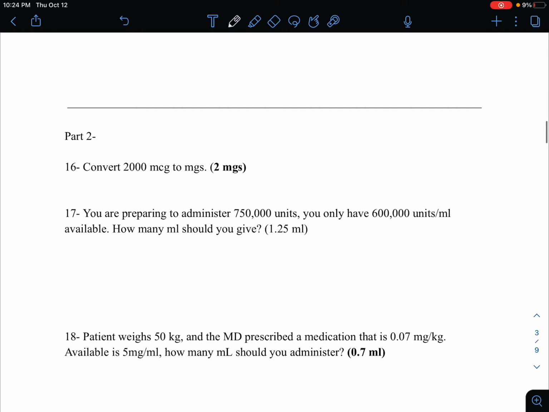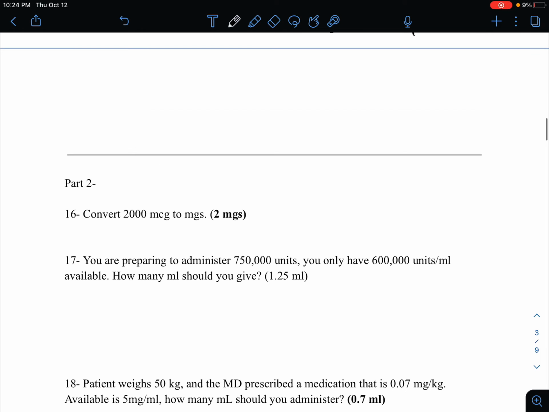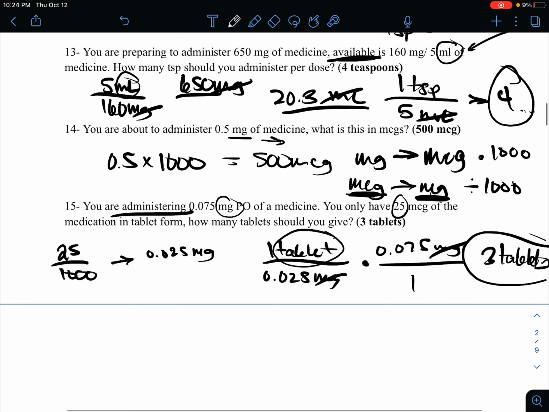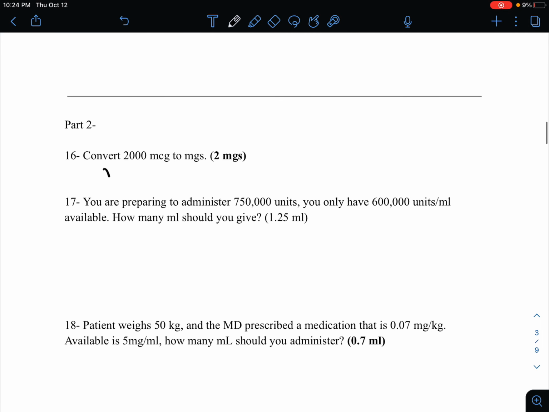Okay, convert 2,000 mcg to mg. If we remember, mcg to mg is always divided by 1,000. So 2,000 divided by 1,000 will give you 2 milligrams.